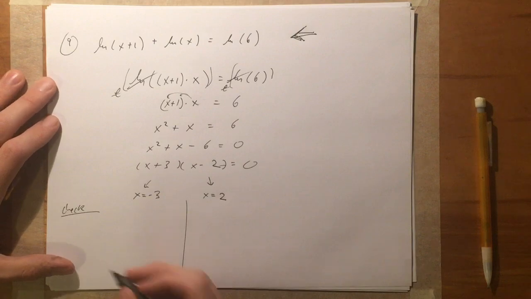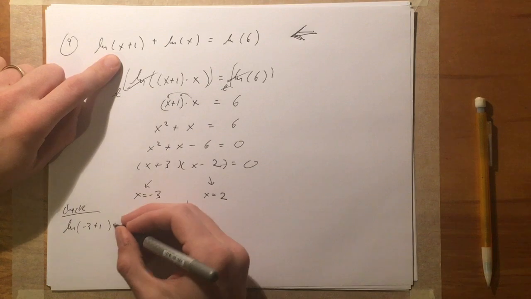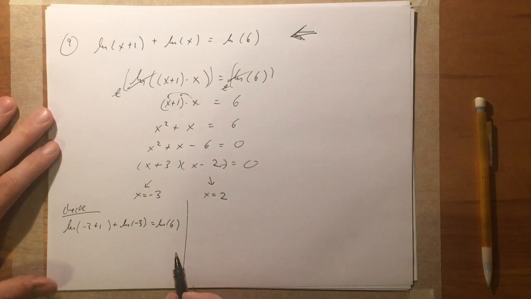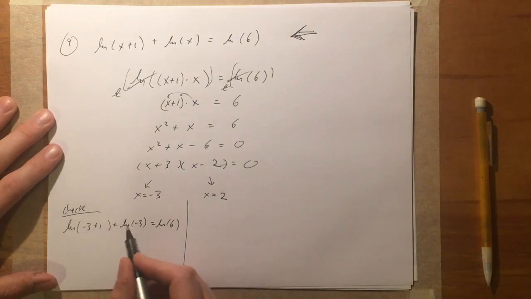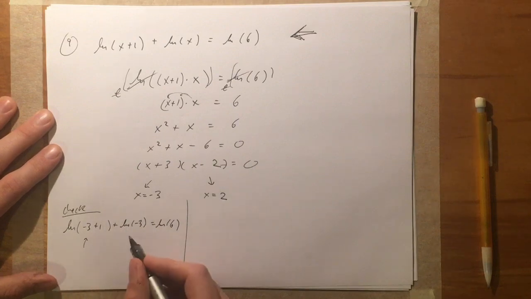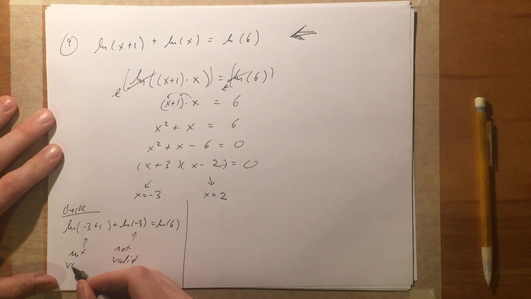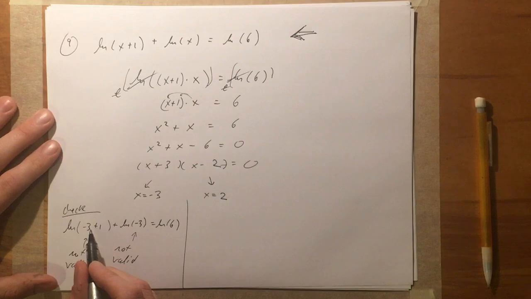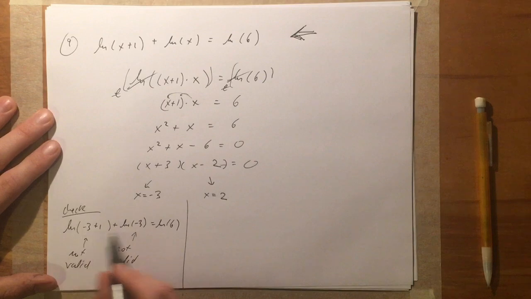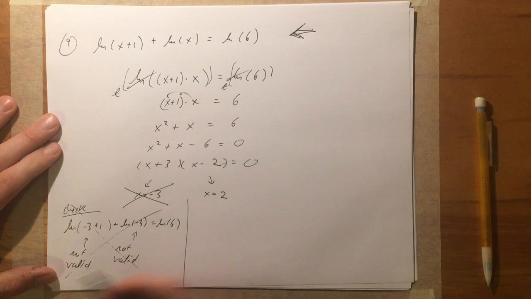If x is -3, we would have the natural log of -3 plus 1 plus the natural log of -3 equals the natural log of 6. It might be the case that -2 times -3 equals +6, but each of these logs individually is not valid. Not valid, because on the left we have -2 inside the log, and on the right we have -3 inside the log. So both of those are logarithms of negative numbers, which we are not dealing with. So that means this x equals -3 is not valid.